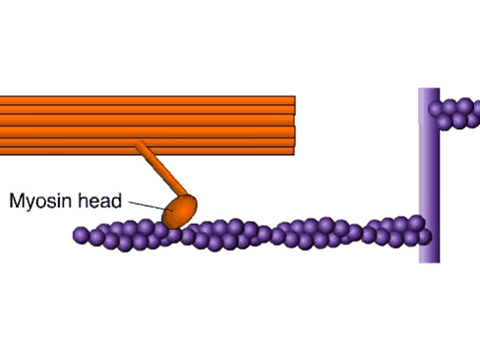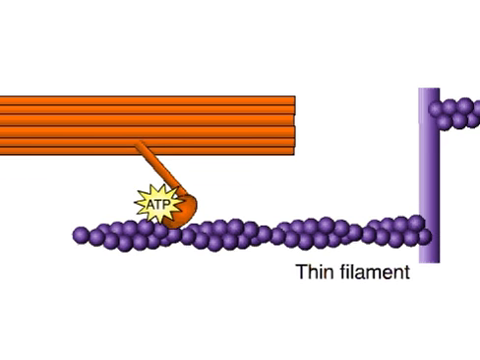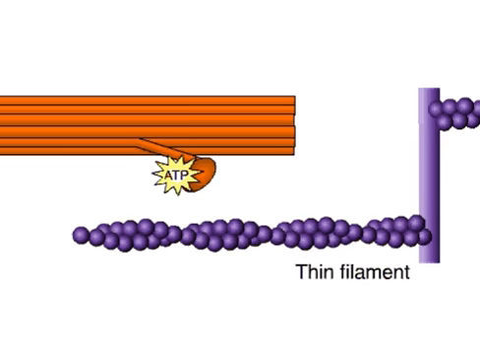The head of a myosin molecule can attach to the actin of a thin filament. When an ATP molecule binds to the myosin head, it detaches from the actin filament. The ATP molecule is hydrolyzed into ADP and a phosphate group, which remain bound to the myosin head. This causes the myosin head to change position, storing energy that is later used in contraction. With the myosin head in its high energy position, the muscle fiber is ready to contract.